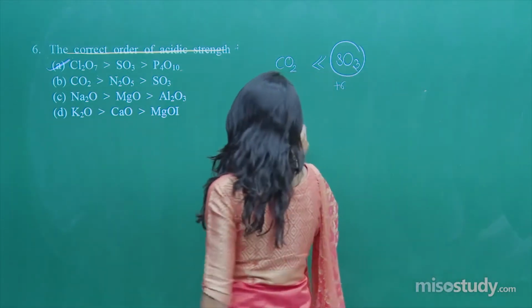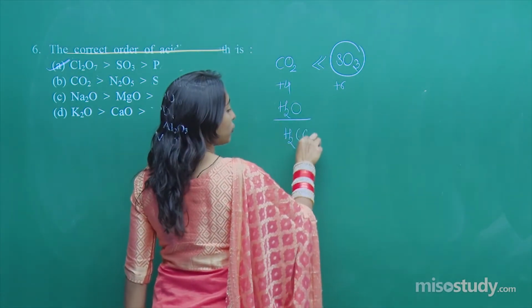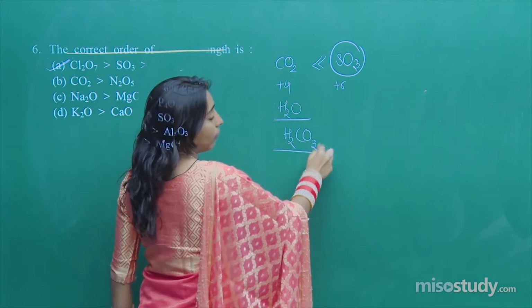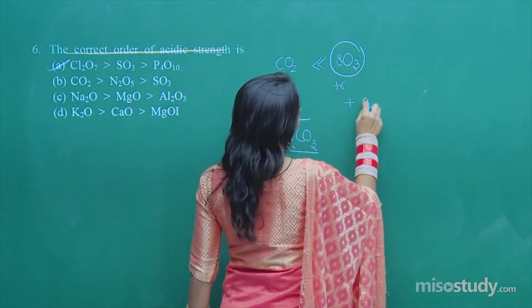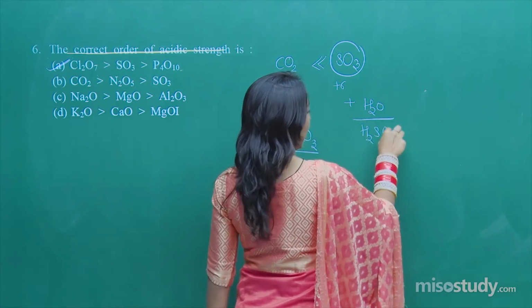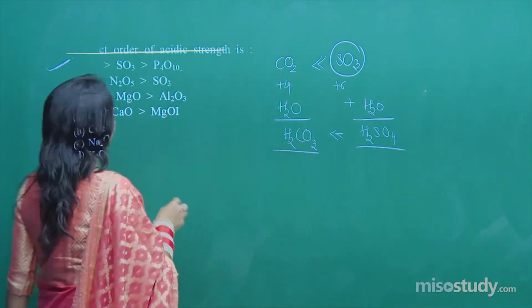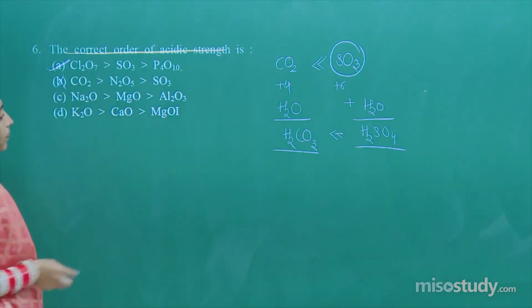Moreover, when you dissolve CO2 in water, you get H2CO3, carbonic acid. Whereas when you dissolve SO3 in water, you get H2SO4, sulfuric acid. And you know sulfuric acid is a stronger acid, right? So option number B is not correct.